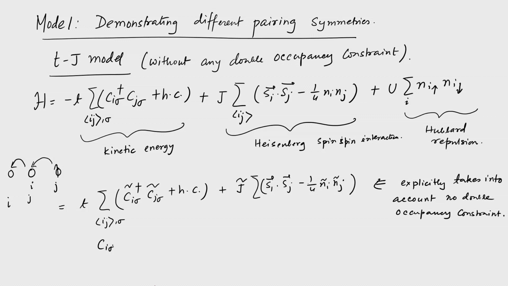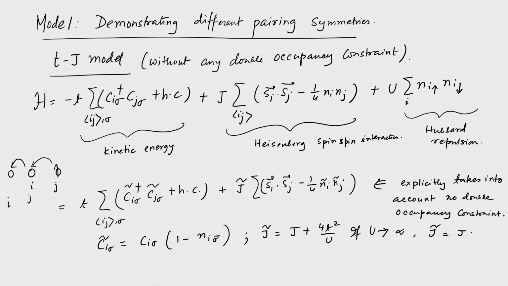So, the definition is that C_iσ tilde is equal to C_iσ (1 minus n_iσ̄). So, that automatically says that if there is a spin of σ̄ at a given site i, then C_iσ will be equal to 0, which means that you cannot have another electron with spin σ coming there. And this J tilde is equal to J plus 4t² over U, where in the limit U going to infinity, this J tilde is equal to J.